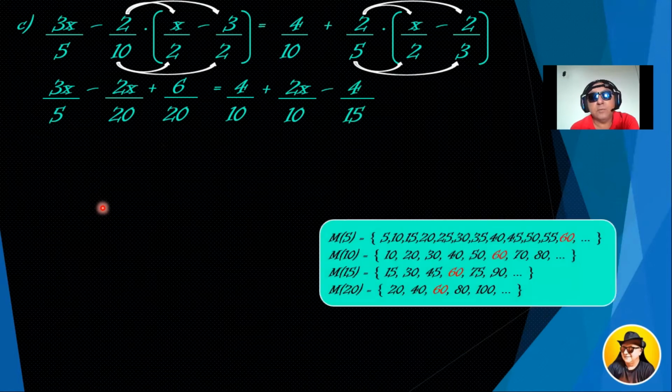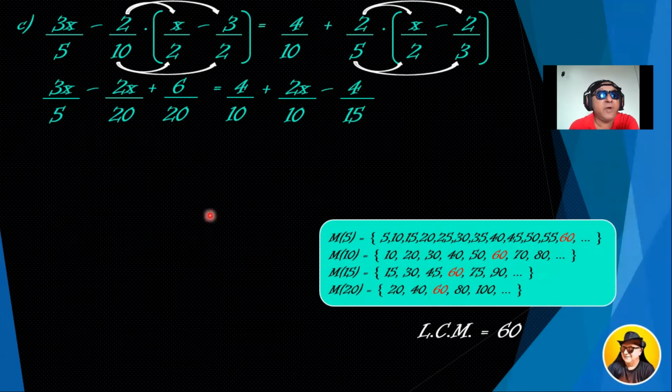Well, the multiples of 5 are 5, 10, 15, 20, and so on. The multiples of 10 are 10, 20, 30, and so on. The multiples of 15 are 15, 30, 45, 60, and so on. The multiples of 20 are 20, 40, 60, 80, 100, and so on. Easily, you see 60 in all of them. So this is the LCM, the least common multiple of these numbers.